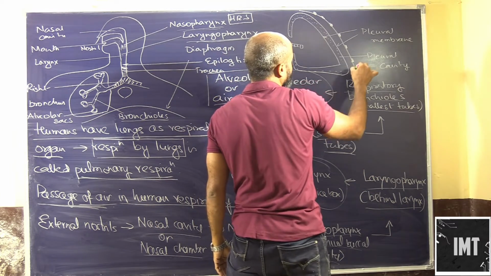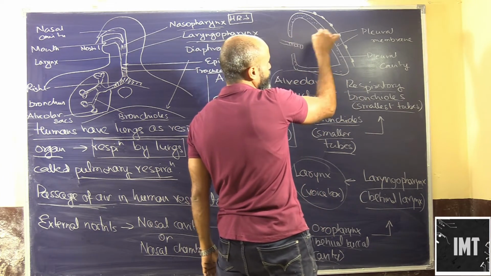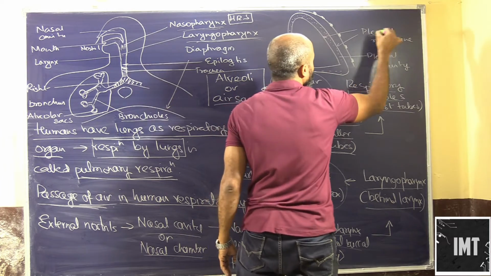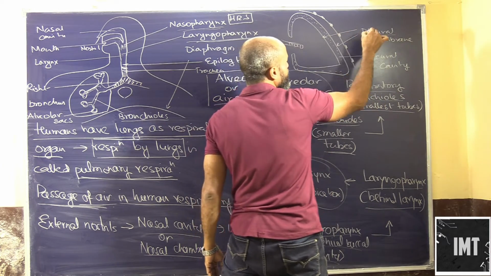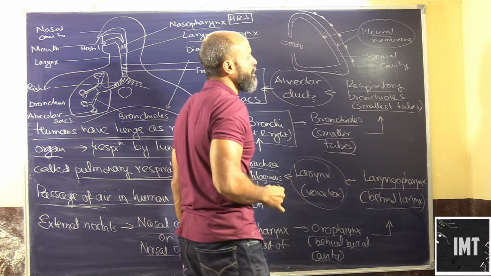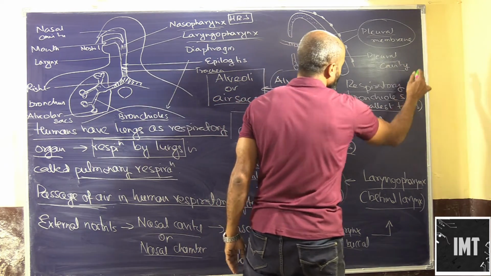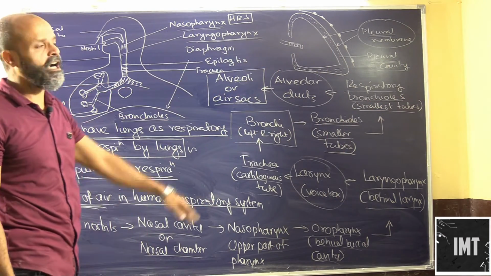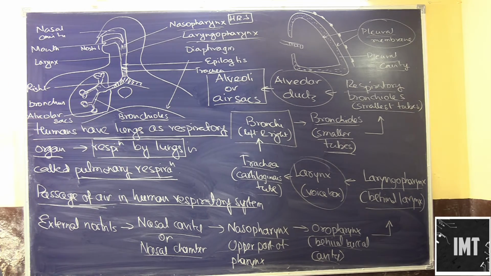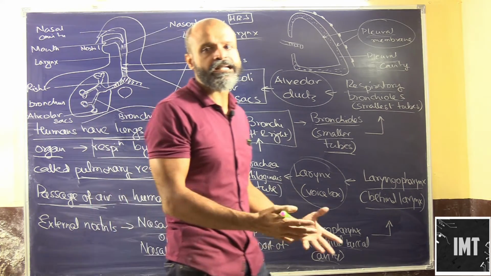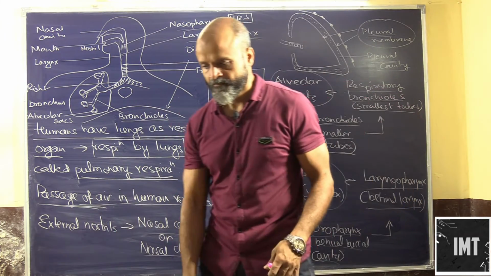If you look into the lungs, this is basically how it enters. There is a pleural membrane. This membrane and this membrane are known as pleural membranes, and the cavity filled inside them is known as the pleural cavity. So this is just a basic outline of how the human respiratory system externally looks.